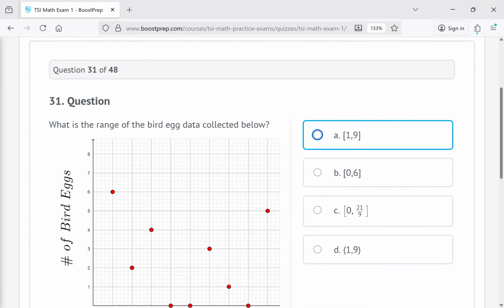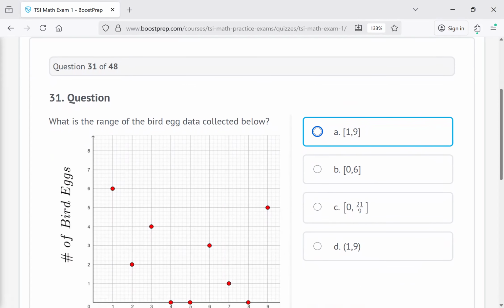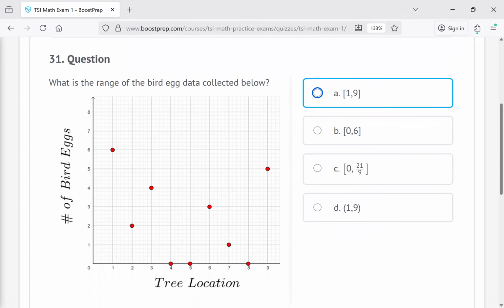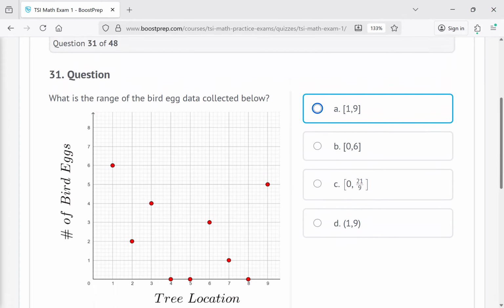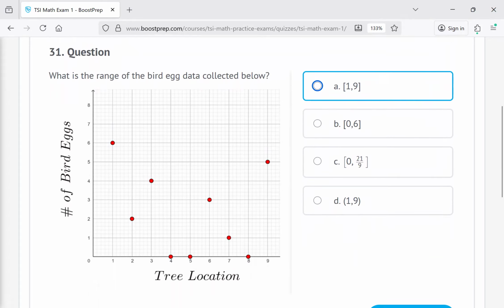Okay, 31. What is the range of the bird egg data collected below? Here you have the x-axis and the y-axis. On the x-axis, you have the tree location, and on the y-axis, you have the number of bird eggs. So what do they mean by range? Range basically means all the y values. We go from the smallest y value to the largest. Our smallest y value looks like it's at 0.